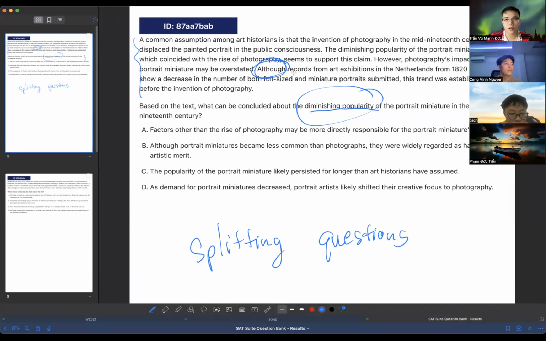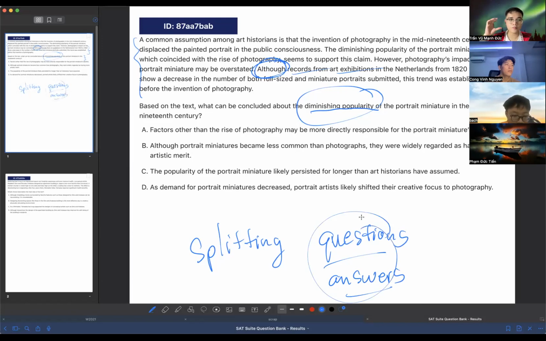Look here, although records from art exhibition show a decrease, but this is not important. The thing important here is how we're going to use splitting questions or answers to define the POE, to help us in the process of using POE. In this case, I'll go through A, B, C, and D. In fact, I'm going to read first, and then this is how we do it.